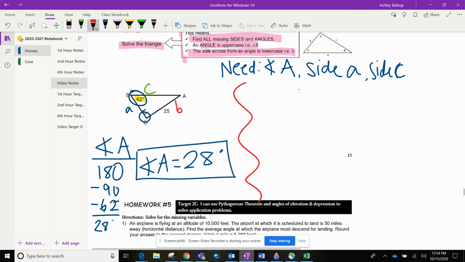Okay, so in that last problem, make sure that you have your degree symbol because it's an angle, and yeah, angle A, make sure it's uppercase, okay? So make your work organized. And so now we're gonna go through how to find side A.